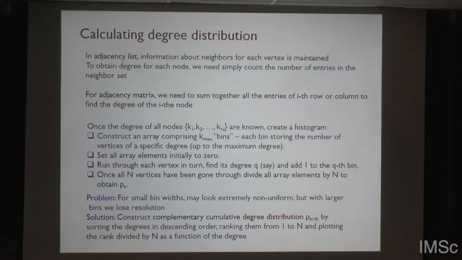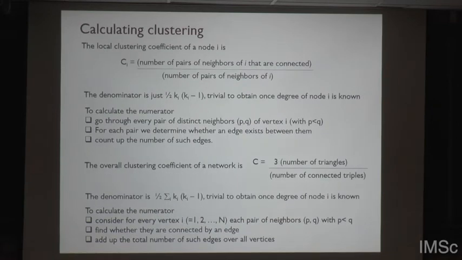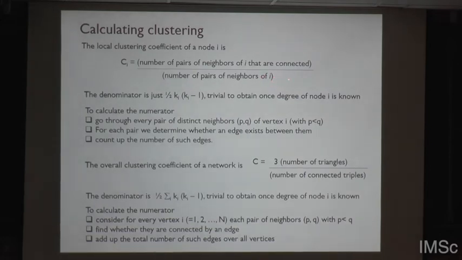Okay. So on to clustering coefficient. So the local clustering coefficient of a node, as I had mentioned in the previous lecture, is given by the number of pairs of neighbors of a particular node i which are connected divided by the total number of pairs of neighbors of i.